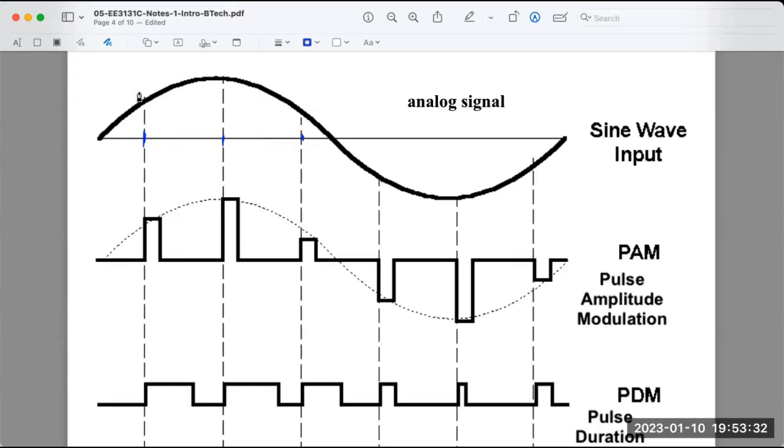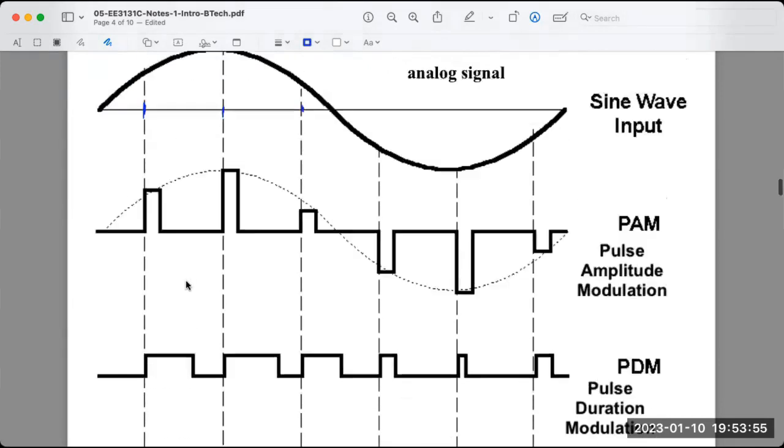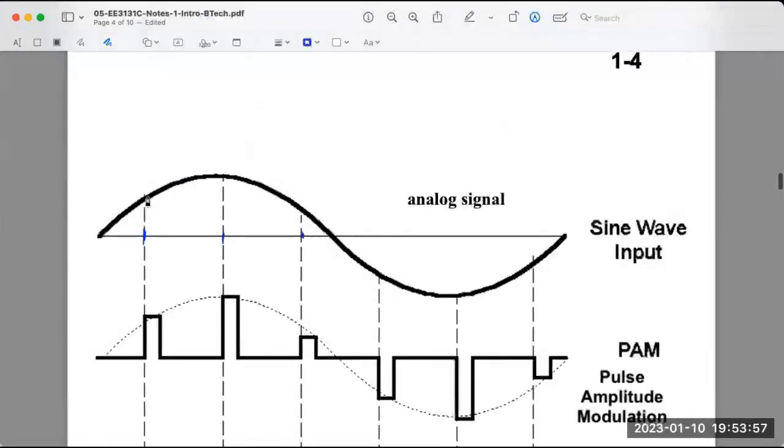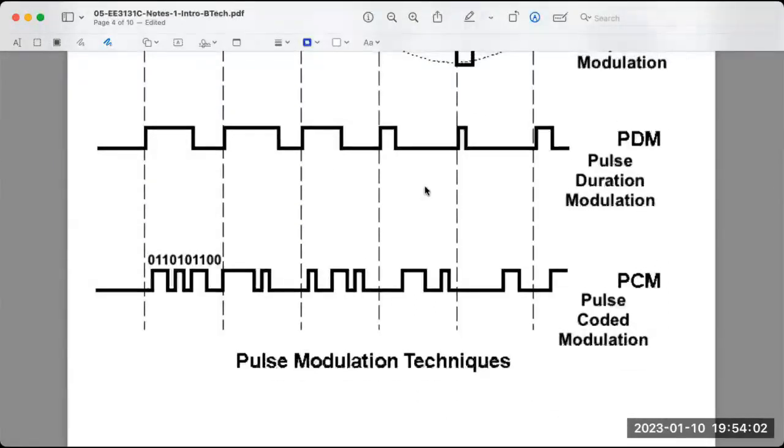So here I'm giving you an example of a signal. I'm going to send a pulse. That pulse is going to have the height that corresponds to the height at which I sampled it. When you do that, we call it pulse amplitude modulation. If instead of the height of the pulse, I send a pulse of varying width, and this width depends on the value of the sine wave, we call it pulse duration modulation. Again, just giving you some examples.